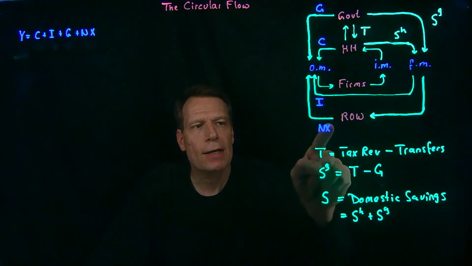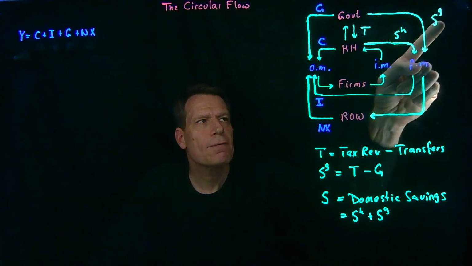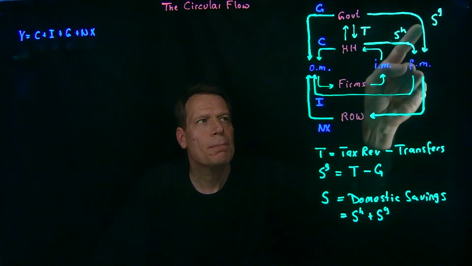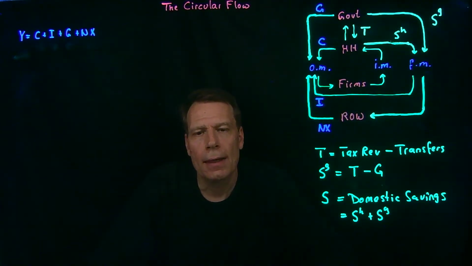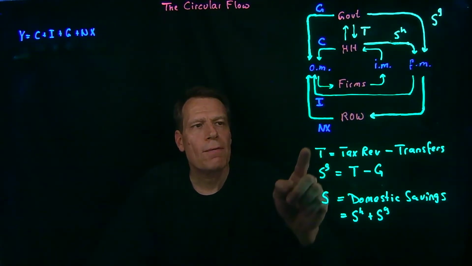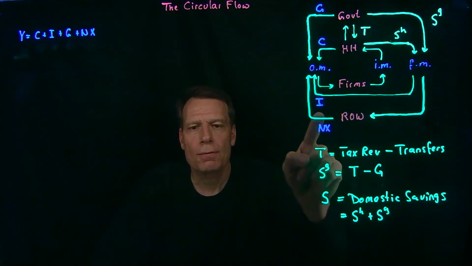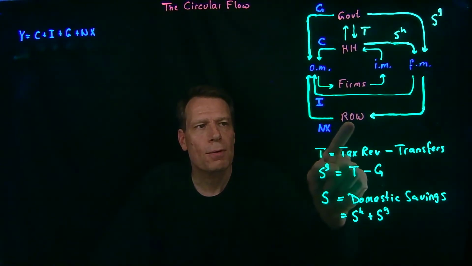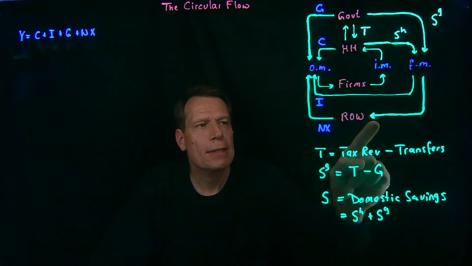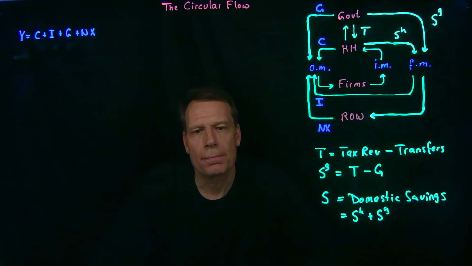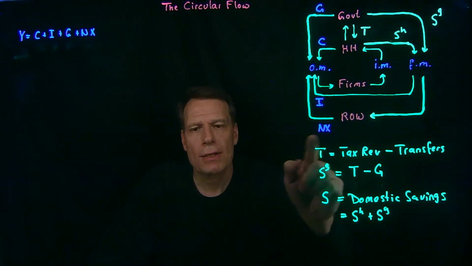So a negative value for net exports flips that arrow, just as a negative value for government savings flipped this arrow. Now we also know that whatever happens on this side of the circular flow diagram with respect to the rest of the world has to be balanced by what happens on this side. So suppose we run a trade surplus.